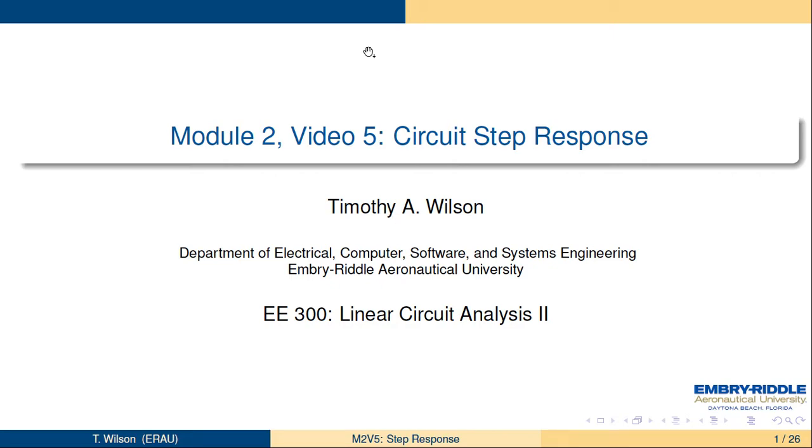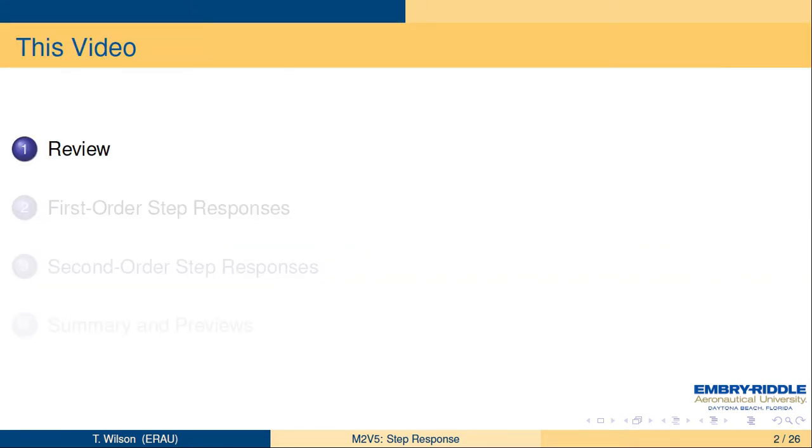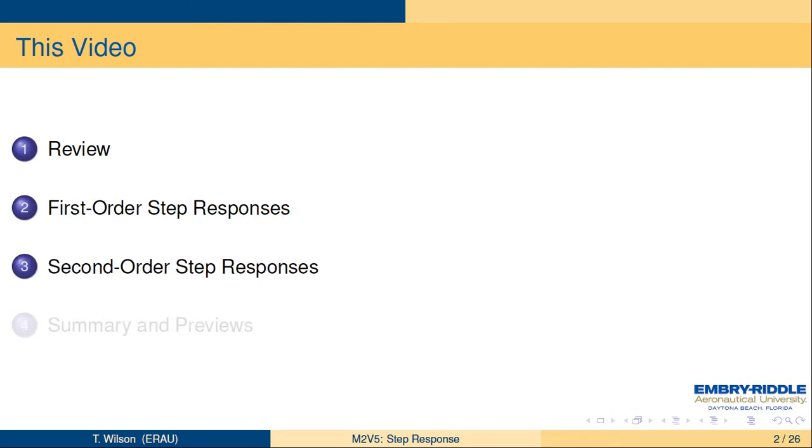This is EE300 Linear Circuit Analysis 2, Module 2, Video 5, Circuit Step Response. In this video, we'll review previous results regarding the network function. We're going to look at first-order step responses and underdamped second-order step responses. Then, as usual, we'll have a summary and some previews.